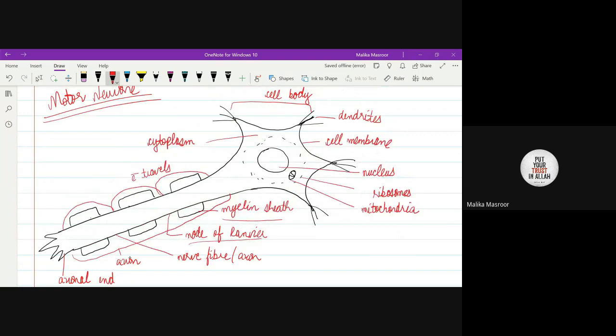Always remember, axons carry impulses away from the cell body. A for axon, A for away, and dendrites carry impulses towards the cell body. Towards has a D, and dendrites also have D, so remember it that way. Axons carry nerve impulses away from the cell body, and dendrites carry them towards the cell body. Again, like a simple cell, you have cytoplasm, nucleus, ribosomes, mitochondria, cell membrane.